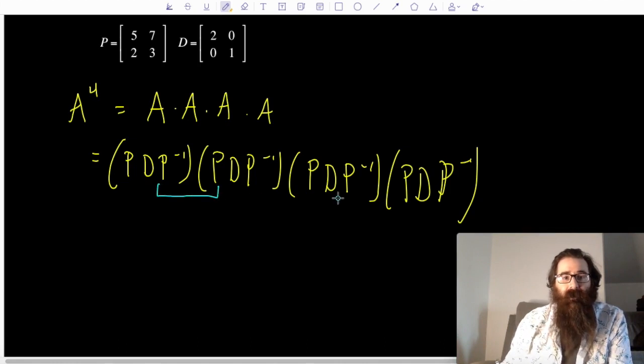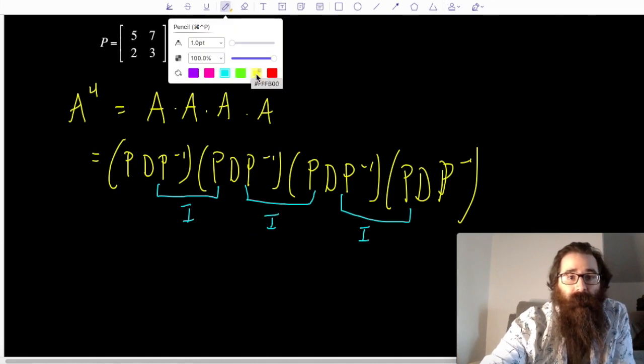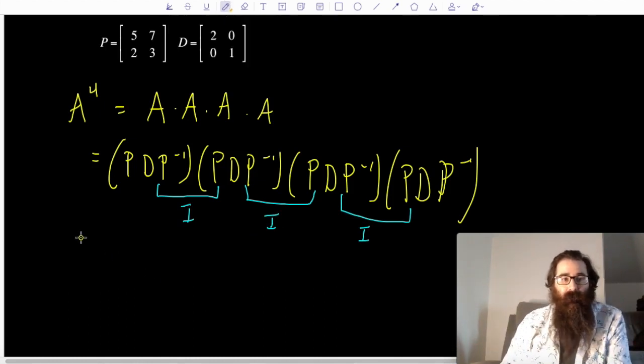inverse times P right next to each other. And wherever I have this P inverse times P, that's going to give me the identity. So then what do I wind up with? I'm sure you can probably get a sense already. I end up with P times D times the identity.